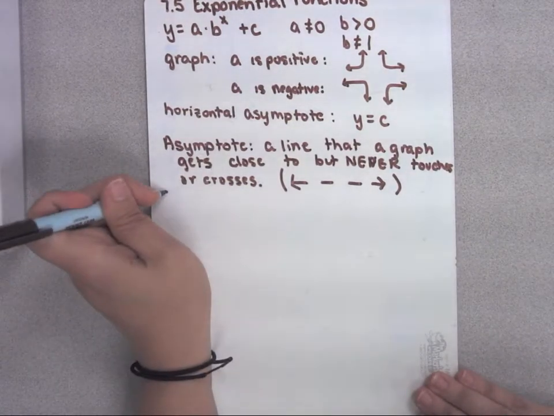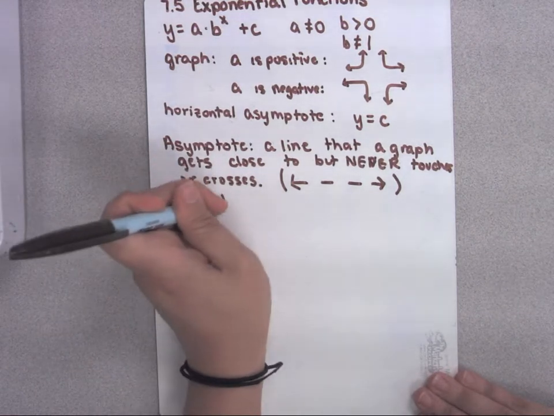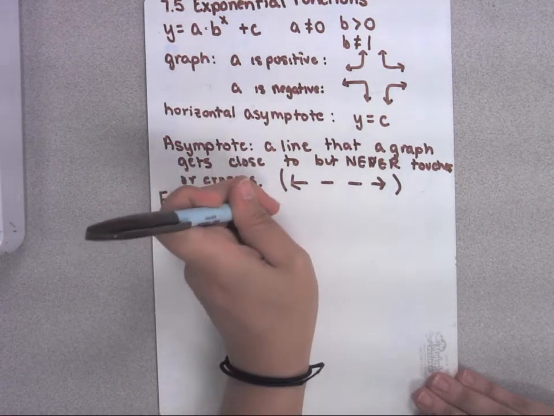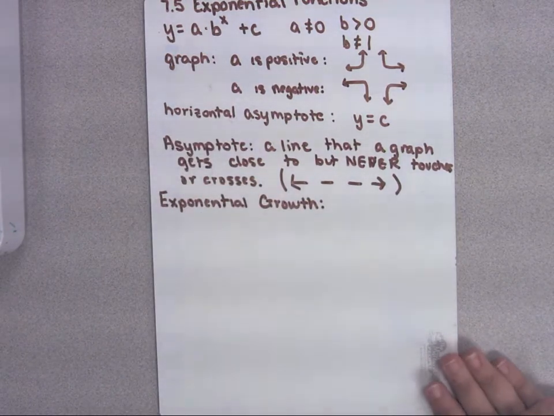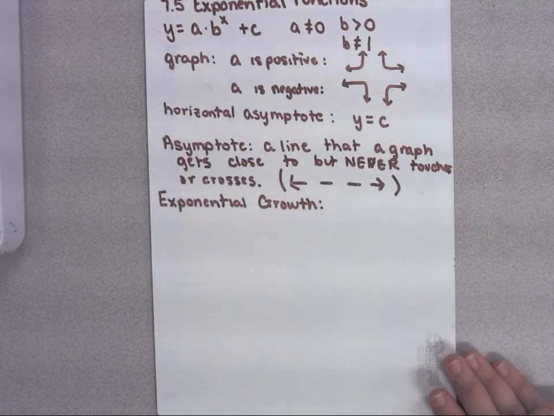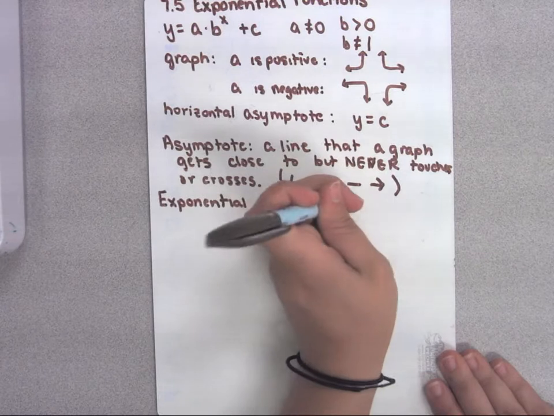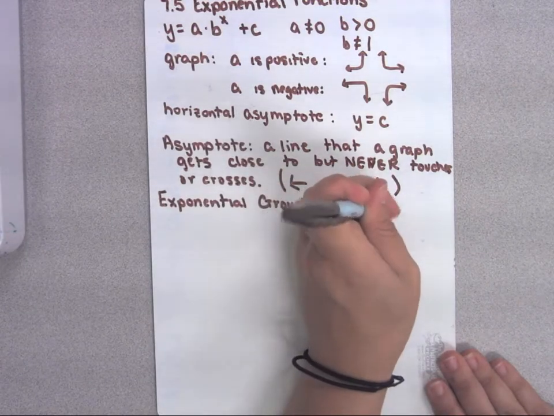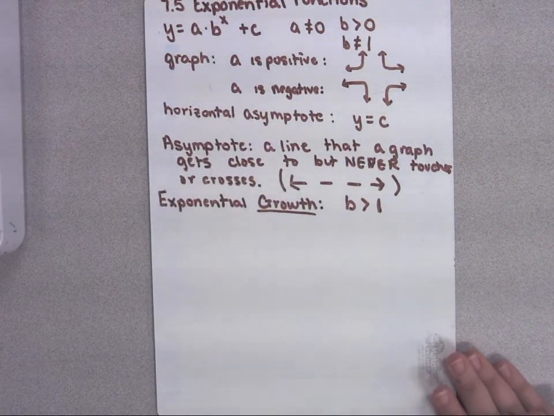Next vocabulary, exponential growth. So if our image has exponential growth, we would just say growth or decay. We know it is based on B. If B is greater than 1, we would write the answer growth. So whatever b is, if b is greater than 1, it is growth. Because it's always positive, so it could never be less than.